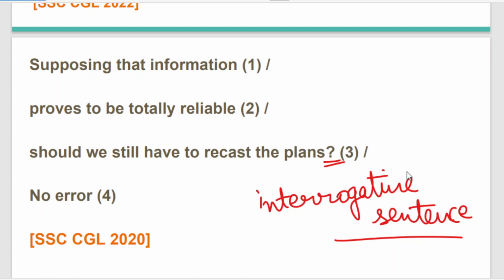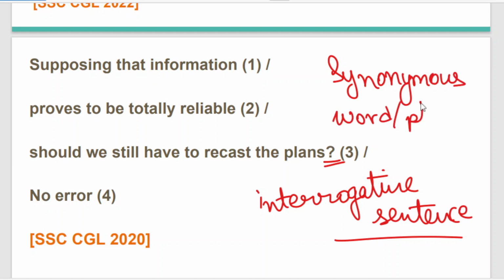Try to find out in the sentence whether a word has any synonymous word or phrase in the sentence or not. Just try to find out if there is any word that has another synonymous word or phrase in the sentence. In this way, you can try to figure out where the error is lying in the sentence.